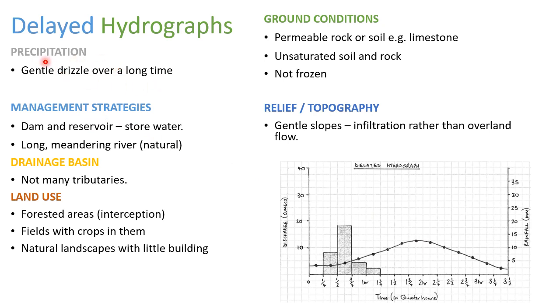Precipitation, it might be drizzling over a long period of time. There might well be a dam. The river is likely to be natural. Probably going to have low drainage density, few rivers joining it. So the water will have to travel a long way over land before it gets there.